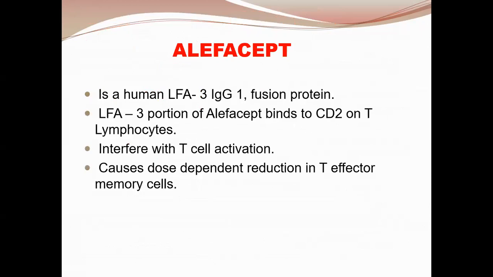Then we have another drug which is called alefacept. Alefacept is a human lymphocyte function associated antigen 3 IgG1 fusion protein. That is, it is a human LFA3 IgG1 fusion protein. And the LFA3 portion of alefacept binds to the CD2 on the T lymphocytes and interferes with the T cell activation, and they cause a dose dependent reduction in T effector memory cells.